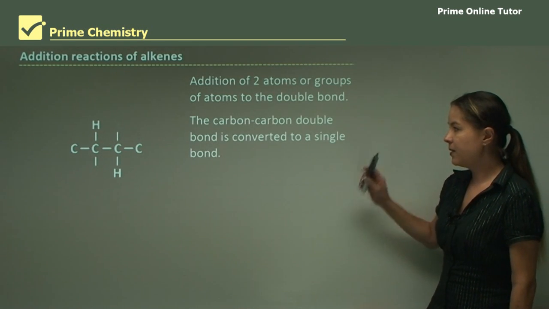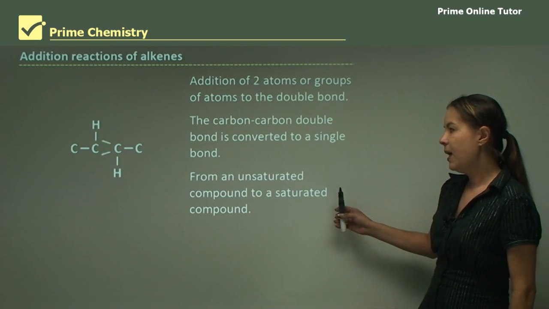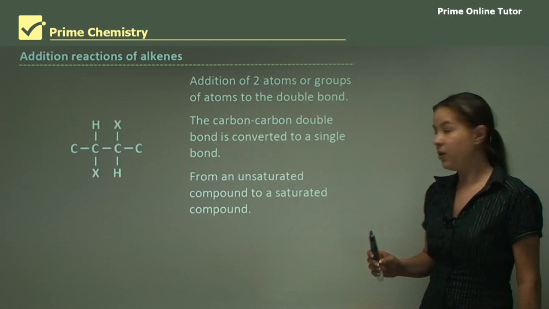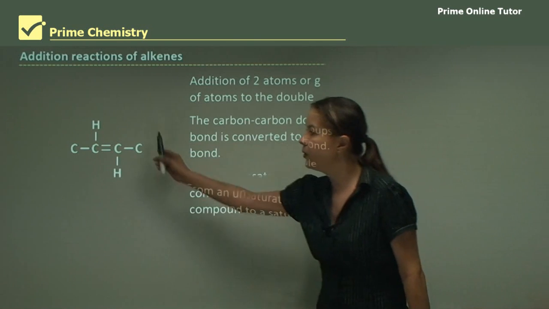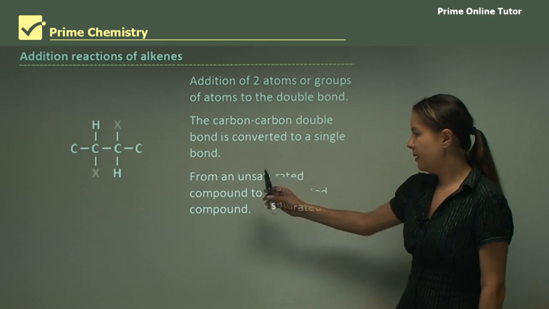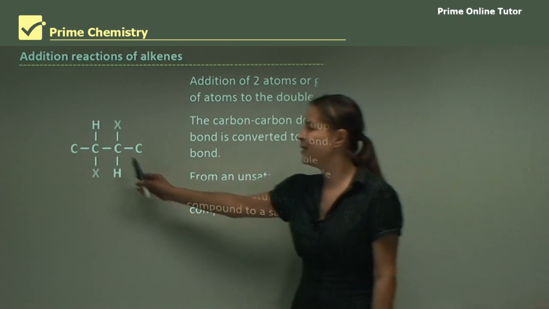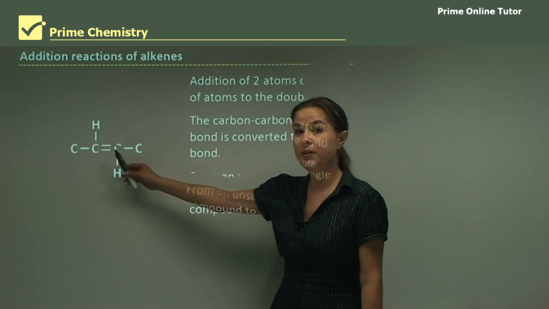So, as I said, the carbon double bond is broken to a single bond and it forms a saturated compound, which means that you cannot put any more atoms over these bonds. And it comes from an unsaturated compound to start with because it's got 1 or more double bonds.